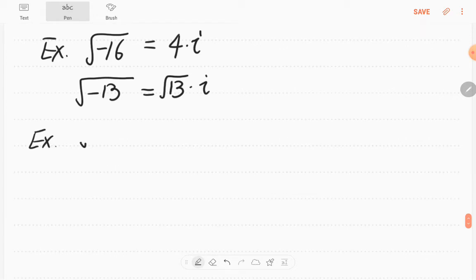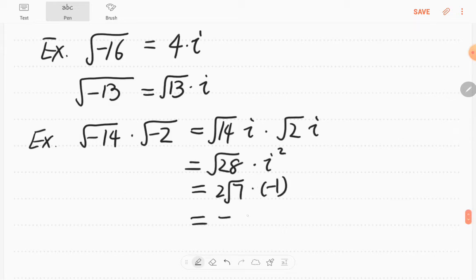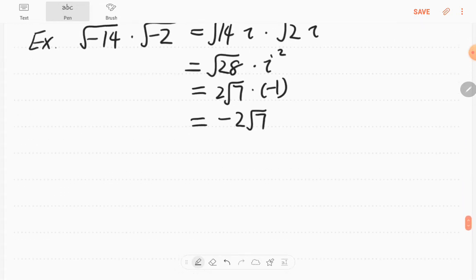Let's look at this example. Square root of negative 14 times square root of negative 2. We know square root of negative 14 is square root of 14 times i, times square root of negative 2, which equals square root 2 times i. So it's equal to square root 28 times i squared, right? Square root 28 equals what? Equals 2 times square root 7, since it's 4 times 7 and the square root of 4 is 2. Then times negative 1, so it's equal to negative 2 square root 7, which is a real number, but a negative real number, right?